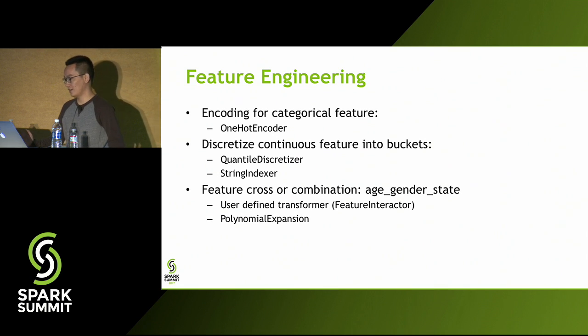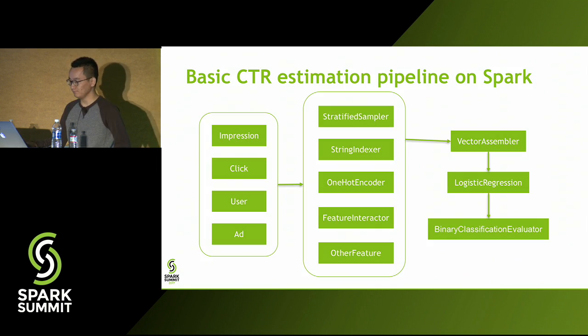But we can say that computing the cross between all features is equivalent to considering a polynomial kernel of degree 2. Spark provides a polynomial expansion transformer to handle this case, and you can use your own customized transformer to do this, since you may not need to cross between all features. So it's not very hard to build a basic CTR estimation pipeline on Spark.